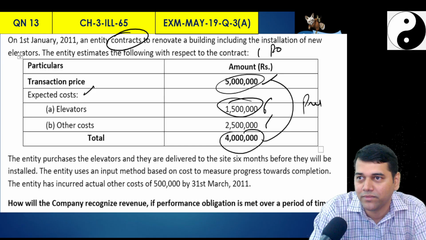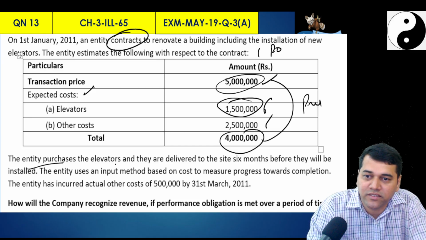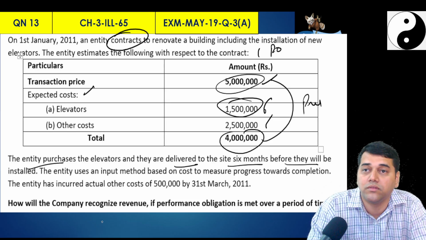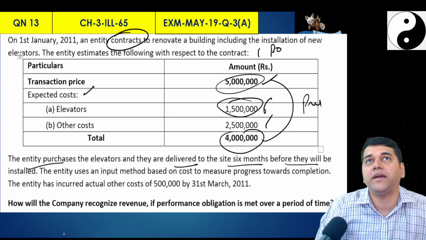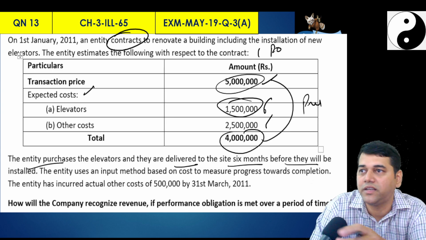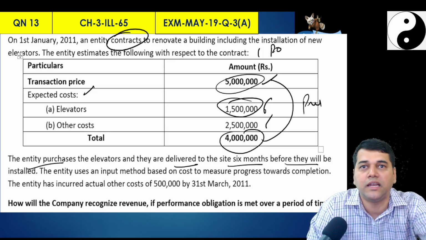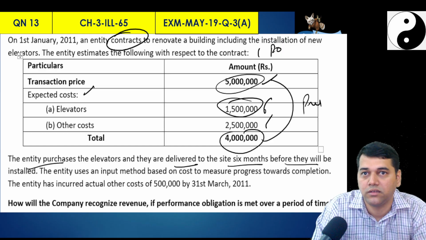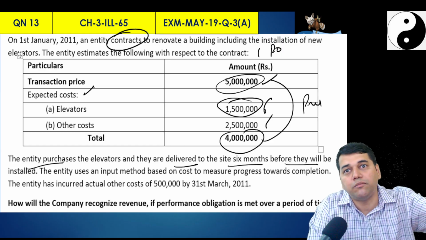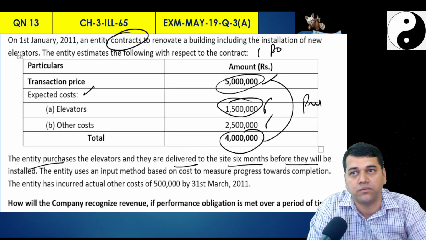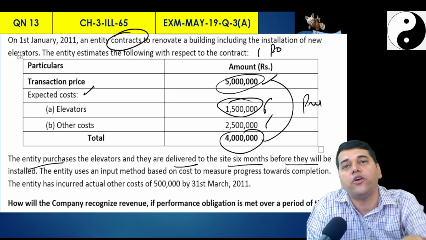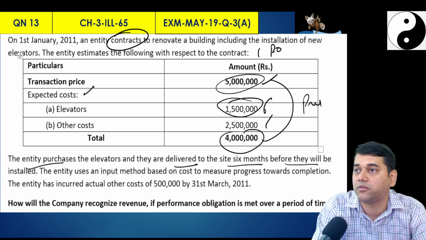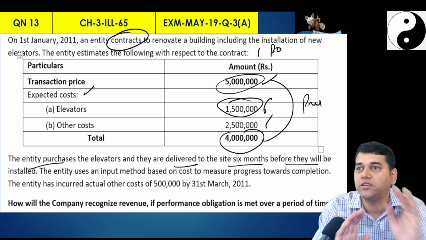Agreed? Now the entity purchases the elevator and it is delivered to the site 6 months before it is installed. Why? My renovation is not complete. A lift is not a toy, like you go to the market and buy milk. You may have to place a certain order there, and it will take time to manufacture that lift as per your specification. So you ordered 6 months in advance, and your renovation is 6 months yet to complete. And the lift came and got delivered there.